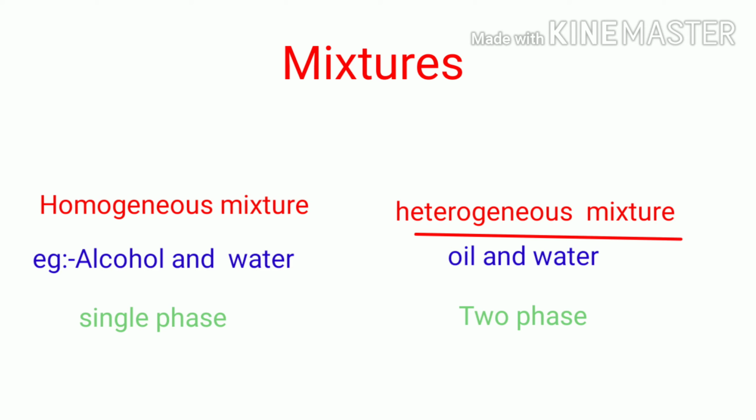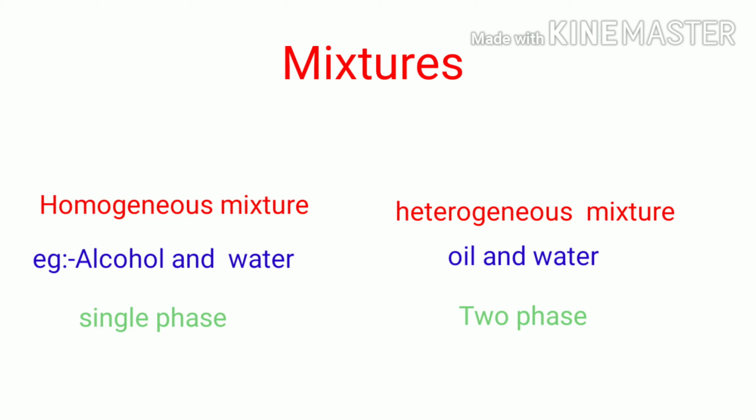Now I have mentioned the examples for both, that is for homogeneous and heterogeneous mixture. For homogeneous mixture it is alcohol and water, whereas for heterogeneous mixture it is oil and water. Now we know that homogeneous mixtures are in single phase and heterogeneous mixtures are in two phases. Now what does that mean?